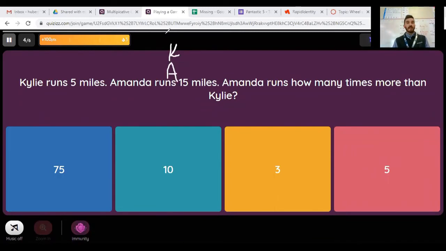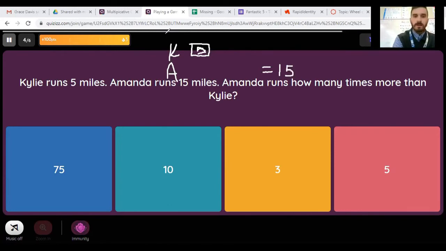So even though it doesn't say a number times more, I can automatically give Kylie 1 box because she has the smaller number. And I also know that her box is going to have 5 miles inside because that's the only piece of information he gave me for Kylie, and she's only got one box to split it in between. If Kylie's boxes have 5, Amanda's boxes have to have 5. And all I know is Amanda's picture's got to be equal to 15 miles.